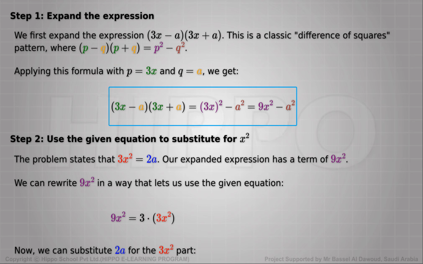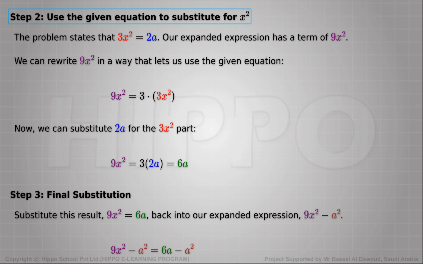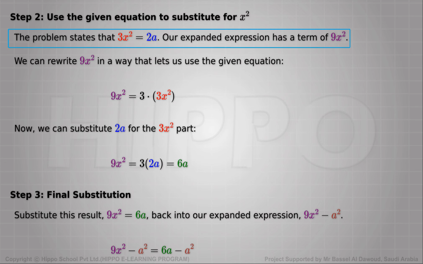Applying this, we square the first term, 3x squared, which gives us 9x squared. Then we subtract the square of the second term, which is a squared. So our expression simplifies to 9x squared minus a squared. Now for step 2. We've simplified our expression to 9x squared minus a squared. But our goal is to get rid of the x.